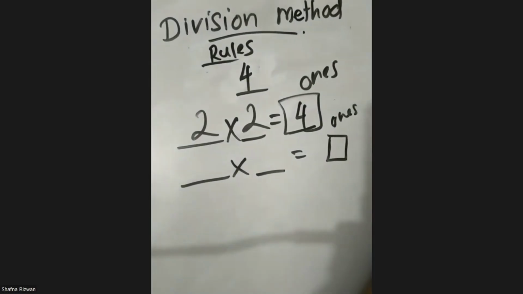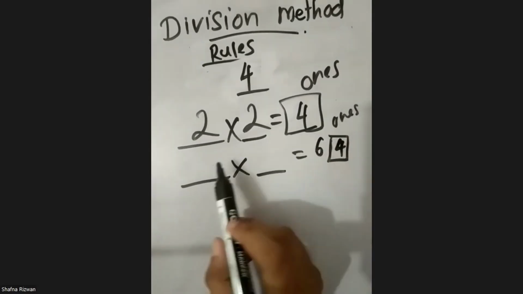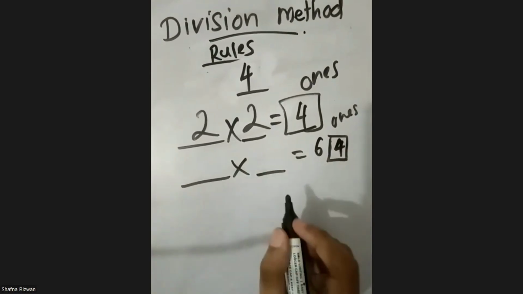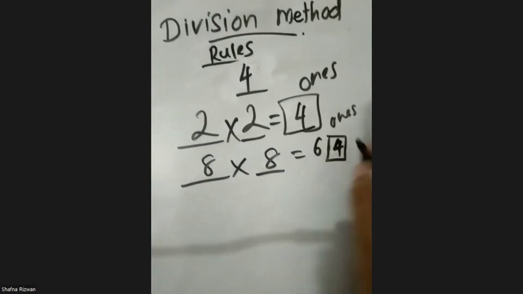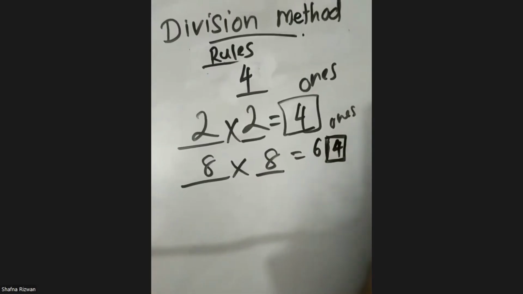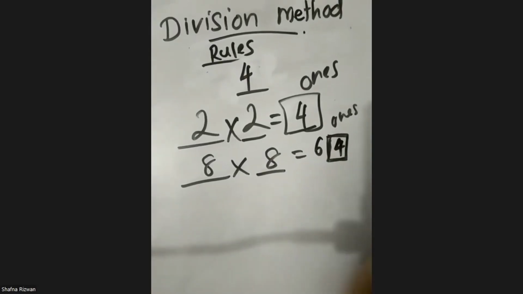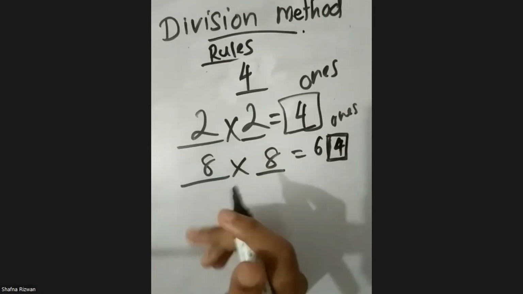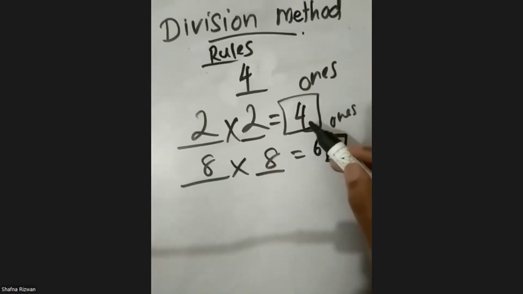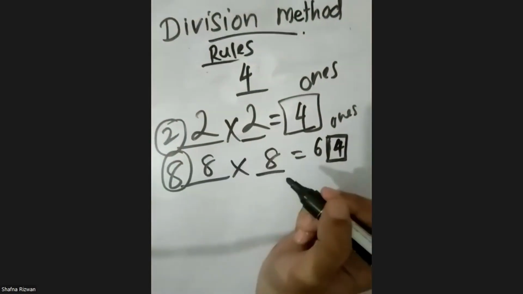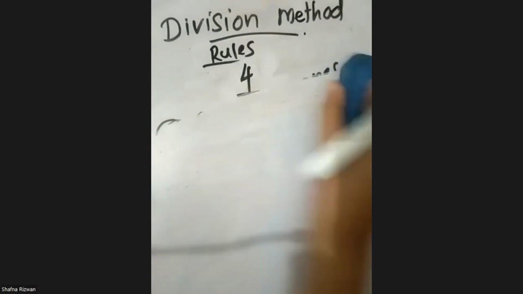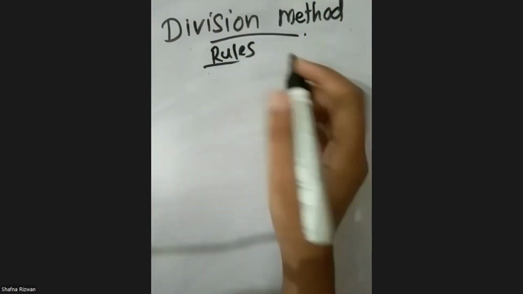Can you all remember that you have 64? How do you get that square number? That is 8 into 8, which gives you 64. So that's how you get 4 as your last digit. Did you all understand? The two numbers that you have to use to get 4 as your last digit, or in your ones place, are 2 and 8. Remember this.